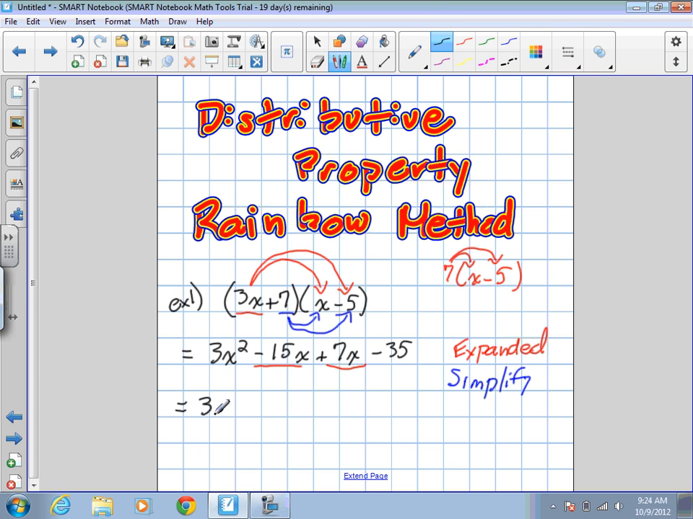3x squared stays the same. What is negative 15 plus 7? Negative 8. Negative 8, don't forget that x, minus 35. So, exact same thing we did before, but we just kind of did it in fewer steps. Instead of using the FOIL method, we use something called the rainbow method for this.